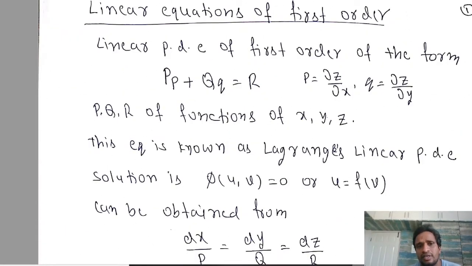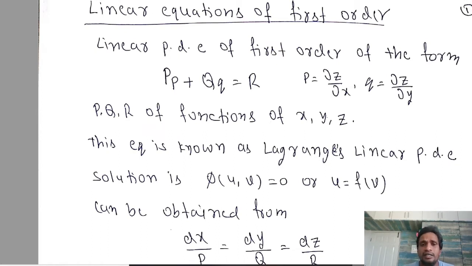In last class we learnt formation of partial differential equation and solution to partial differential equation directly. That means we can easily integrable. We made those functions which are easily integrable. Today in partial differential equation we are going to solve linear equations of first order.